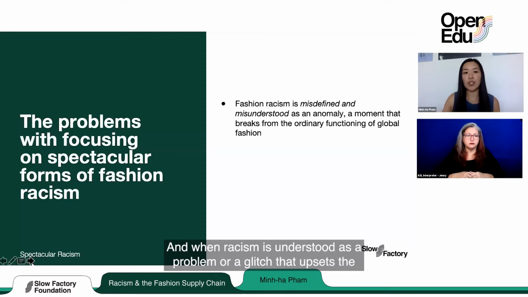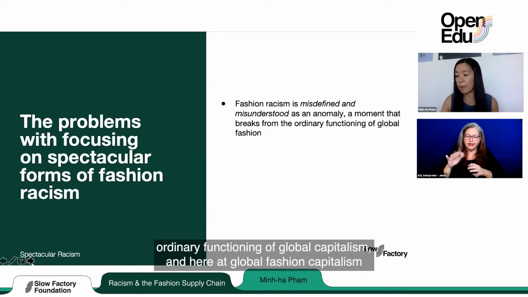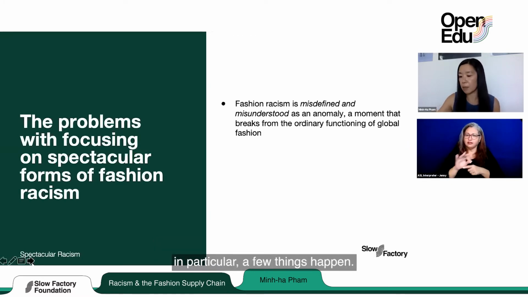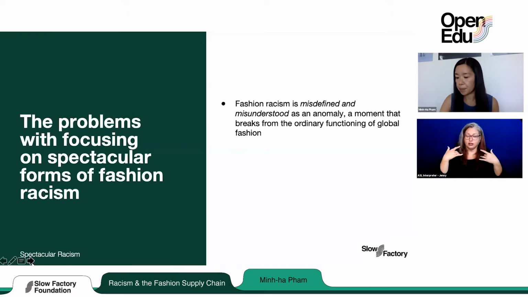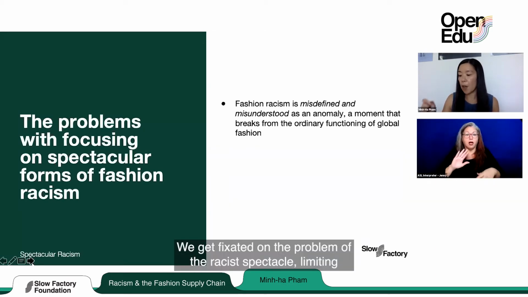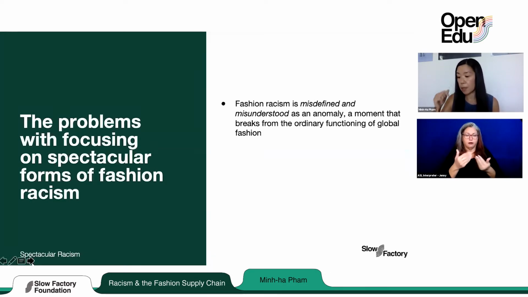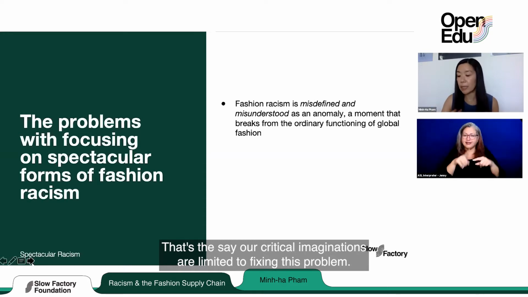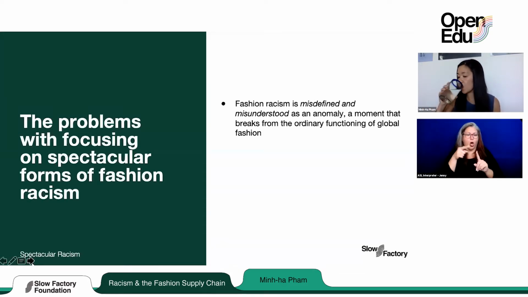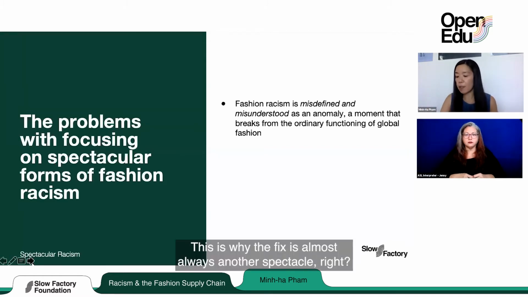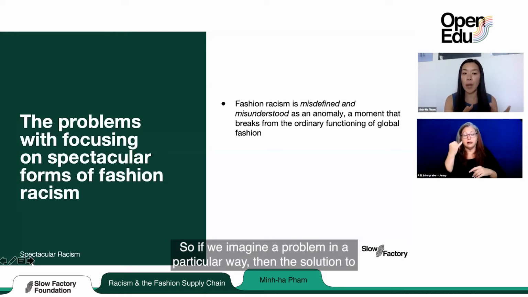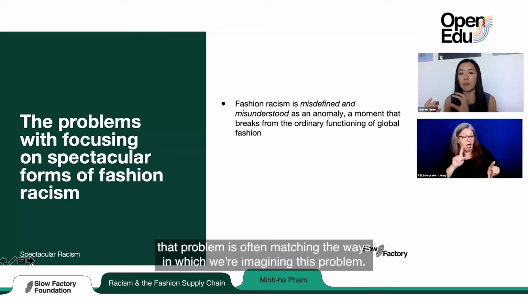And when racism is understood as a problem or a glitch that upsets the ordinary functioning of global capitalism, and here global fashion capitalism in particular, a few things happen. We get fixated on the problem of the racist spectacle, limiting the solutions that we can imagine. That's to say, our critical imaginations are limited to fixing this problem. This is why the fix is almost always another spectacle, right? So, if we imagine a problem in a particular way, then the solution to that problem is often matching the ways in which we're imagining this problem.